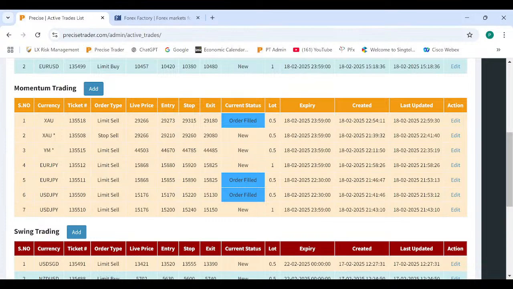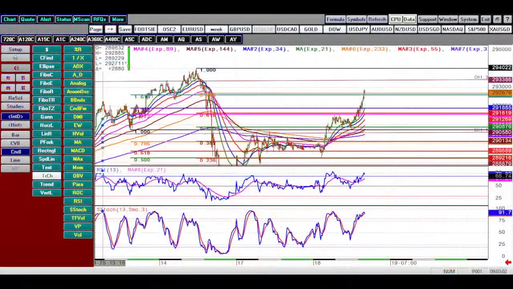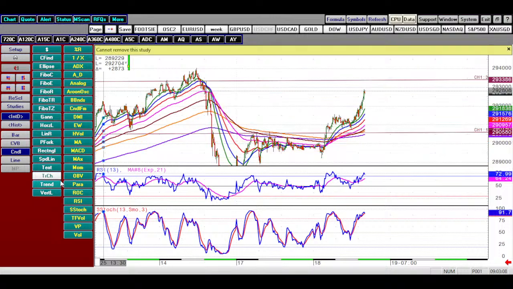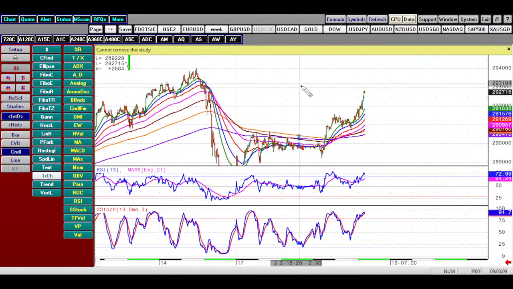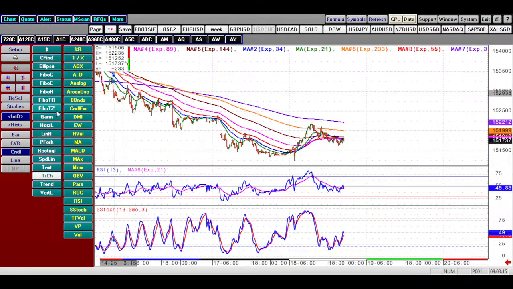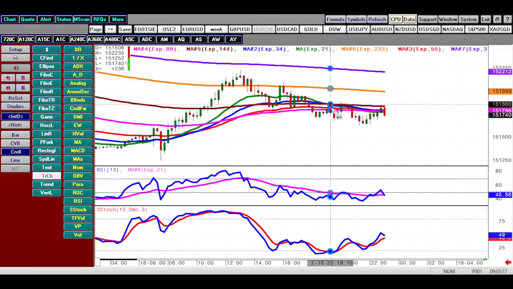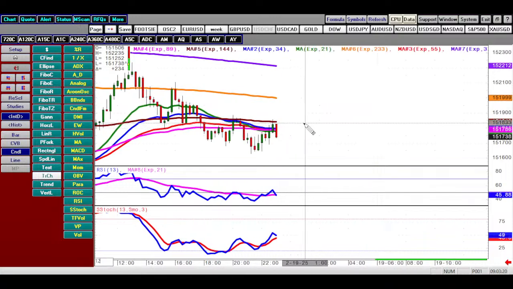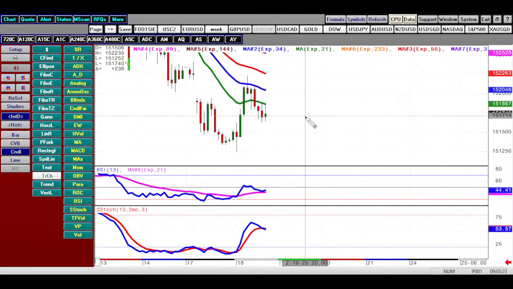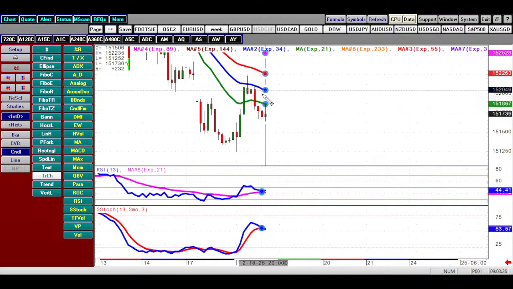Okay, so let me reanalyze the thing before we log off for today. So now finally we'll discuss gold. Now dollar yen. Looking at this as of now, what we feel is, we don't see much. I don't think we should see the strength coming more.